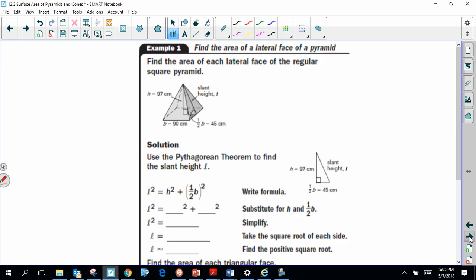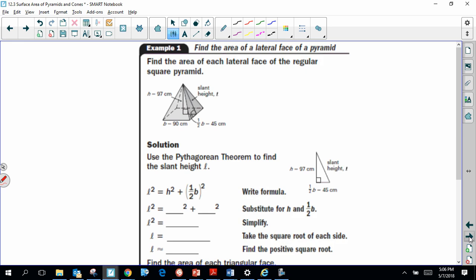So it tells you it's a regular square pyramid. That's kind of redundant in my opinion, and if they're going to say it's a regular square pyramid, they can just say it's a square pyramid because square implies that it's a regular polygon as a base. But I'm getting off on a side note there.